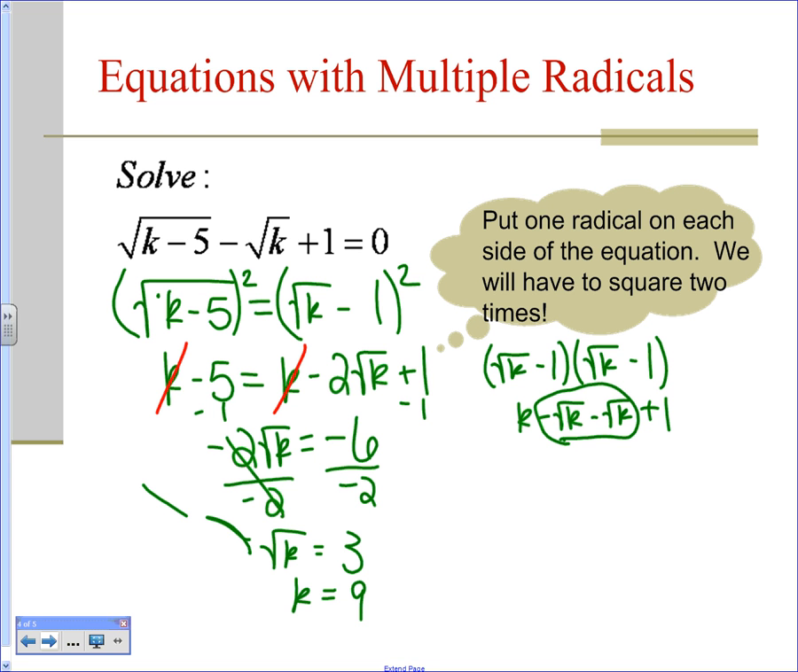Okay, so let's check. 9 minus 5 is square root of 4, which is 2, minus... Does that equal 0? Okay. So we're good, right? Any questions on this type of problem?